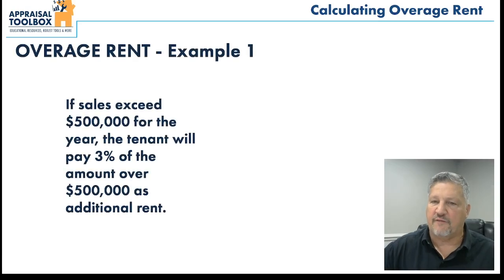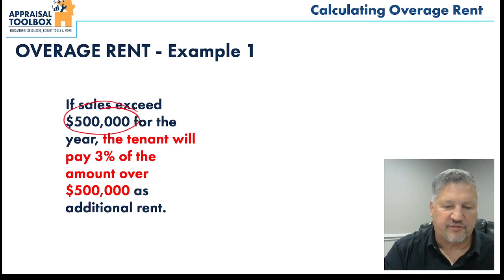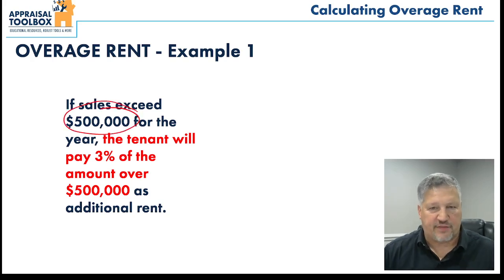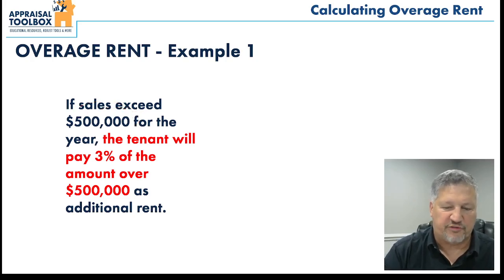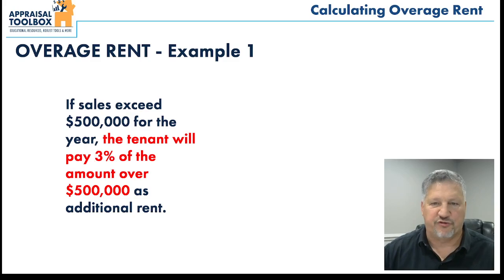The tenant knows every year how much rent they're going to be paying to the landlord. However, in the case of an overage rent provision in the lease, the tenant will be paying possibly some additional rent. And how does that work? Well, in this example, we're going to call this example 1. Sales that exceed $500,000 by the tenant are going to be subject to a 3% overage calculation. So for the first $500,000, or up to $500,000, there's no overage due.